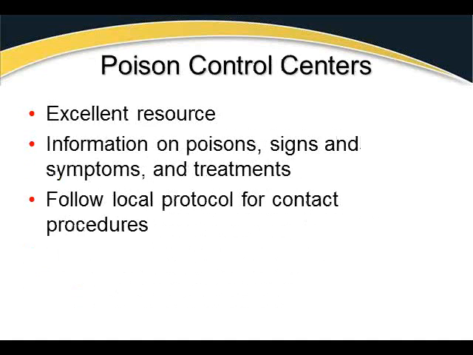Poison Control Center. We talked about Poison Control Center is an excellent resource. It's an information source for all our different poisons and signs. Just to keep in mind, the National Poison Control number is 1-800-222-1222. That's the National Poison Control number, and you can get a hold of them.